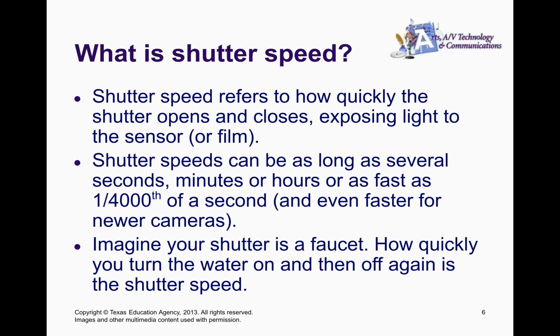What is shutter speed? Shutter speed refers to how quickly the shutter opens and closes, exposing light to the sensor. Okay, that means, is it going to open quick, really quick, really quick, or slow, or super duper slow? Shutter speeds can be as long as several seconds, minutes, or hours, or as fast as 1/4000th of a second, even faster on newer cameras. I'm not sure how fast ours go, but I'm pretty sure it doesn't do 1/4000th of a second.